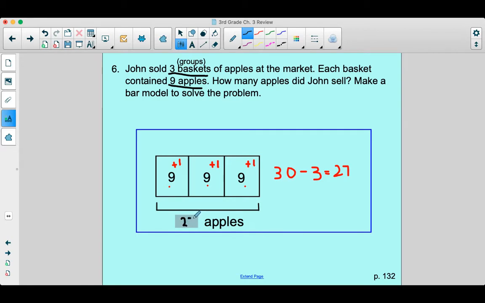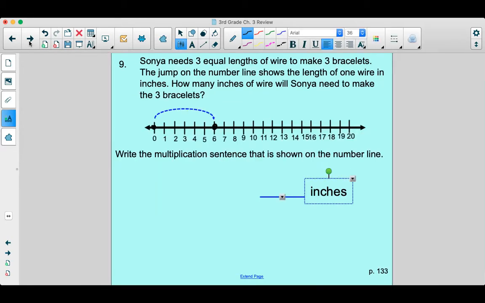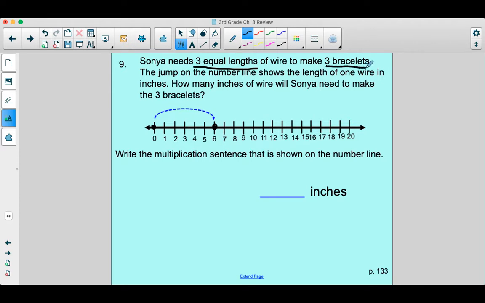All right. So we know that John sold 27 apples. All right, here's number 9. We're on page 133 right now, right here. Sonia needs 3 equal lengths of wire to make 3 bracelets. Okay, so she needs 3 equal lengths of wire to make 3 bracelets.